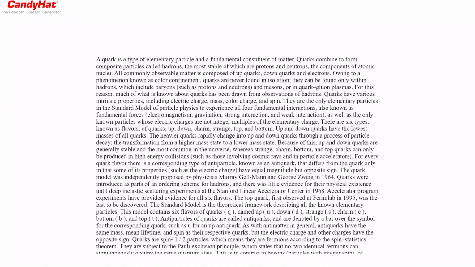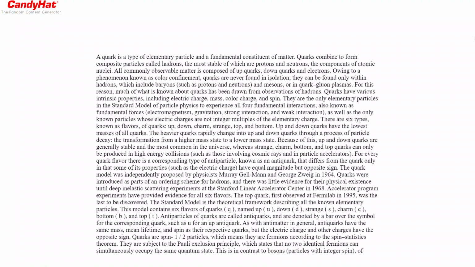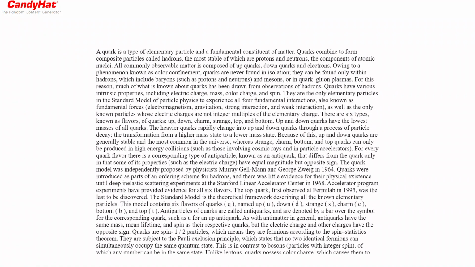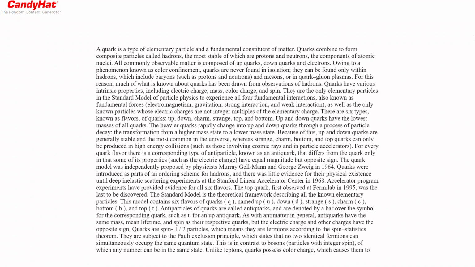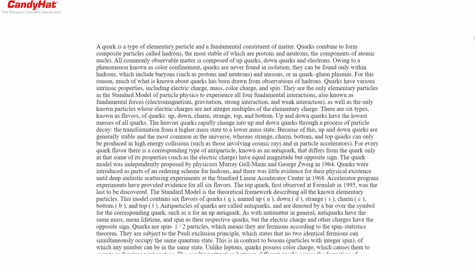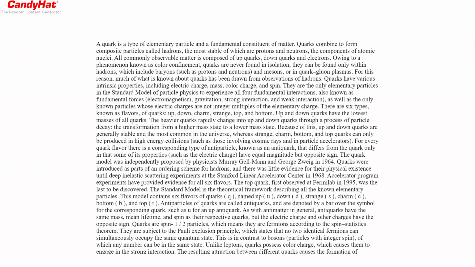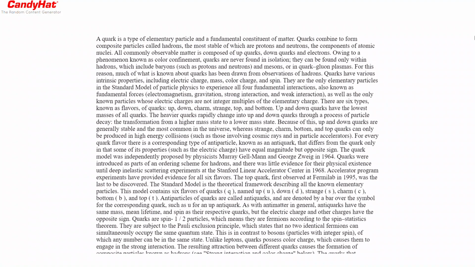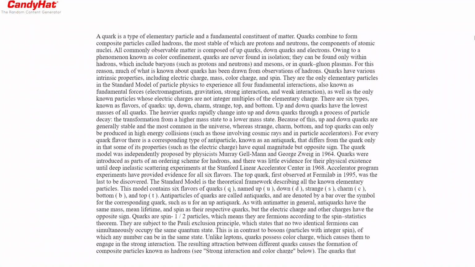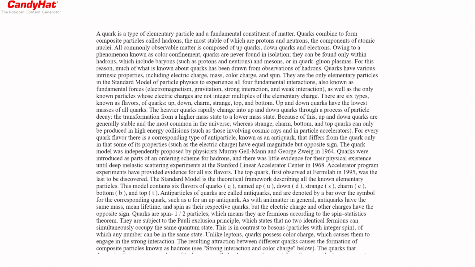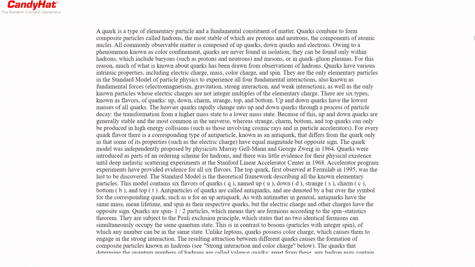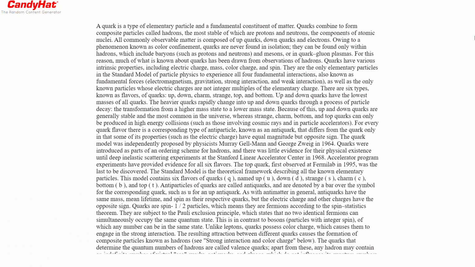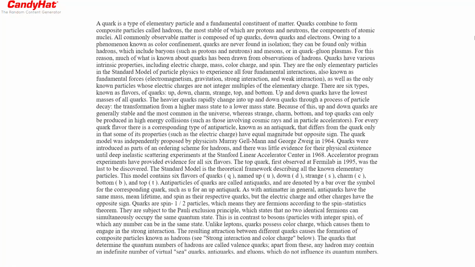Quarks are spin 1/2 particles, which means they are fermions according to the spin-statistics theorem. They are subject to the Pauli exclusion principle, which states that no 2 identical fermions can simultaneously occupy the same quantum state. This is in contrast to bosons, particles with integer spin, of which any number can be in the same state. Unlike leptons, quarks possess color charge, which causes them to engage in the strong interaction. The resulting attraction between different quarks causes the formation of composite particles known as hadrons. See strong interaction and color charge below.